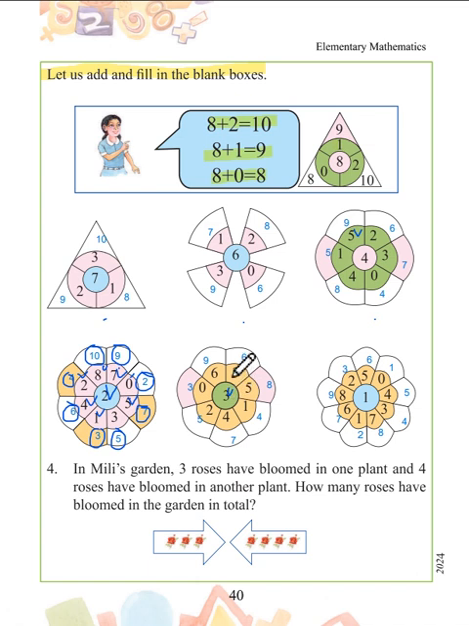3 plus 3 equals 6. 3 plus 5 equals 8. 3 plus 1 equals 1 2 3 4. 3 plus 4 equals 7. 3 plus 2 equals 5. 3 plus 0 equals 1 2 3. 3 plus 6 equals 1 2 3 4 5 6 7 8 9.